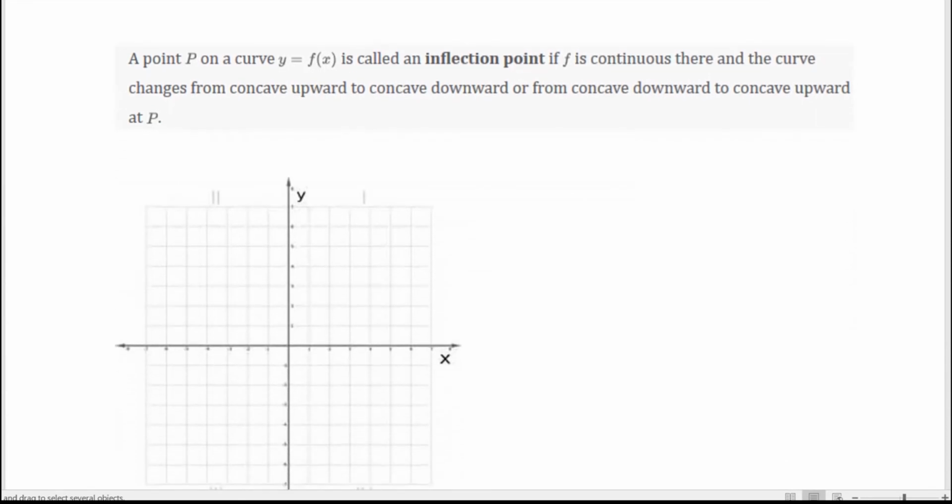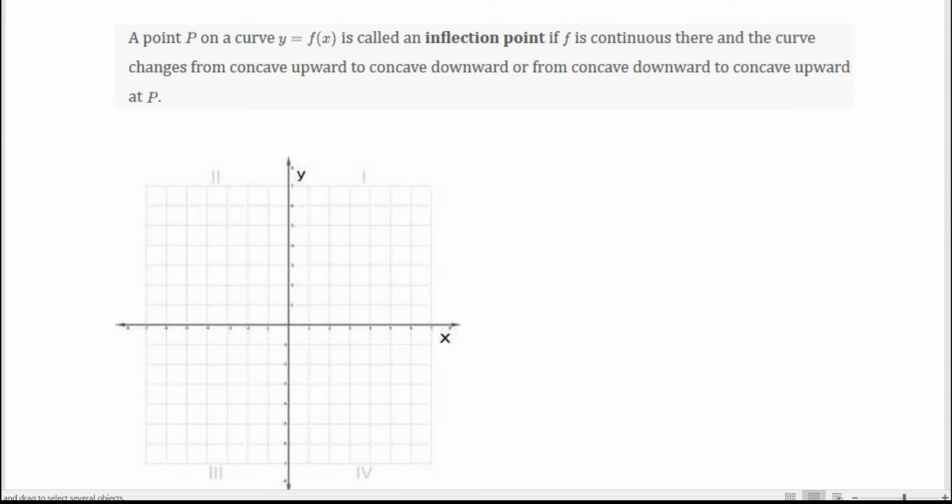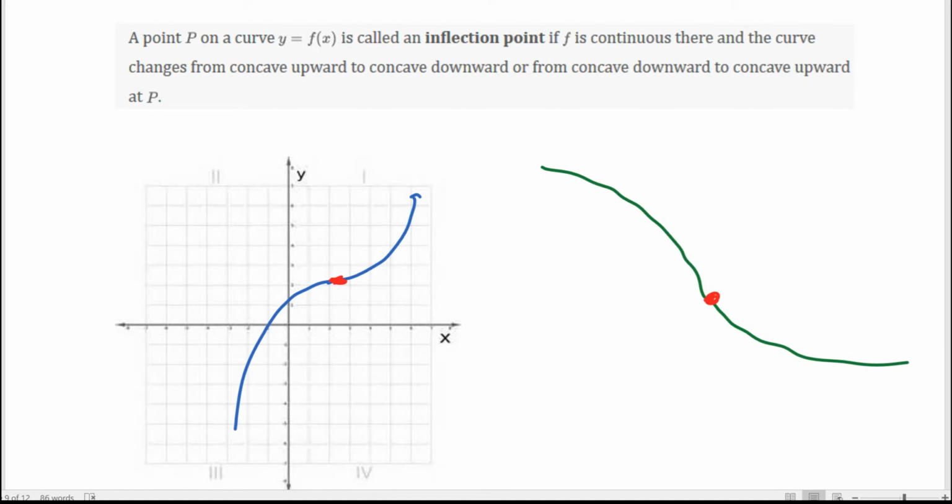But the second derivative is going to tell us about that kind of thing, whether it's going to be concave up or concave down. Now, the last definition that we have is about an inflection point, and I've mentioned it before. A point on a curve is an inflection point if it's continuous and it changes from concave up to concave down. So you might have a graph that is concave down, and then at some spot here it switches to concave up. That spot is the inflection point. Or it could change from concave down to concave up. In that spot, that's the inflection point. But it has to go from one to the other.